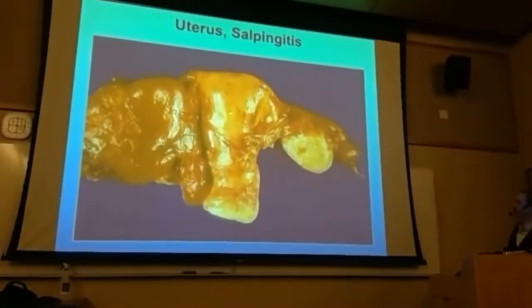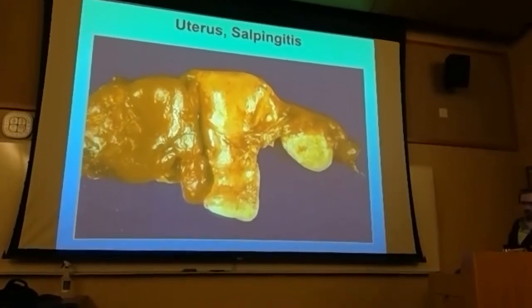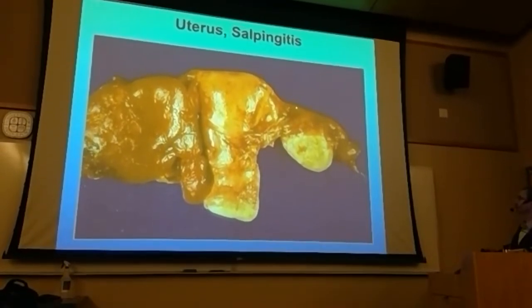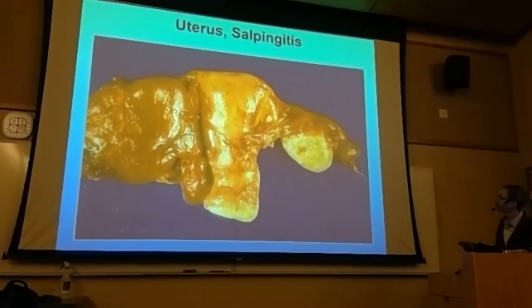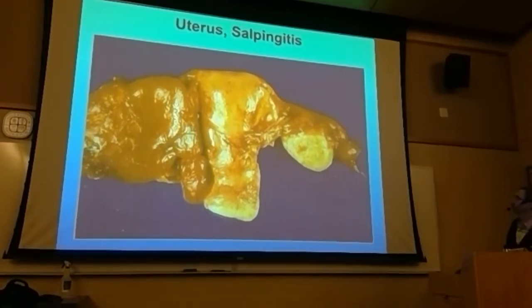Now, if you take a look at this part of the uterus, this is the normal color of the uterus. It's got that kind of orange tan color to it. Take a look at this fallopian tube. You can see it's kind of a red color. It's very erythematous. This is what a salpingitis would look like. And it's clearly inflamed. The fallopian tube is clearly inflamed, very red in color.